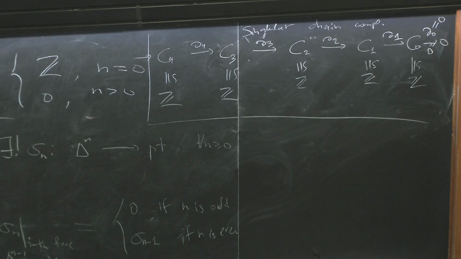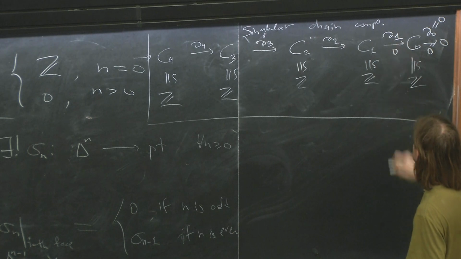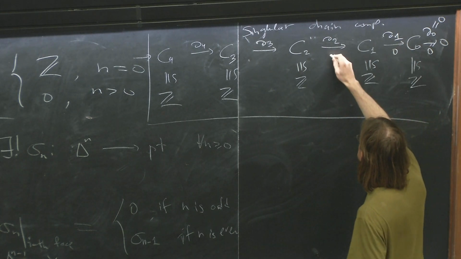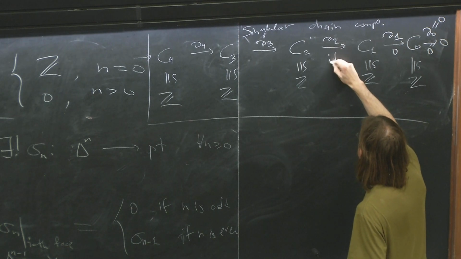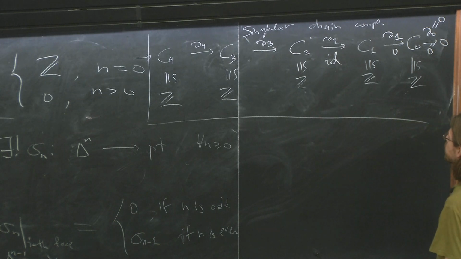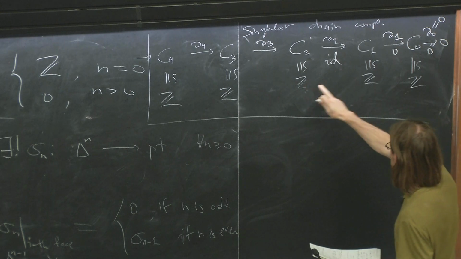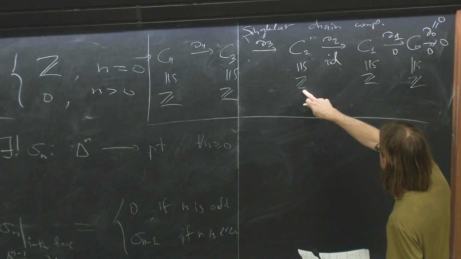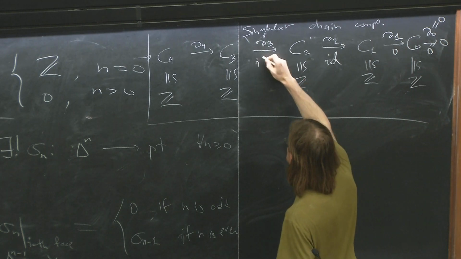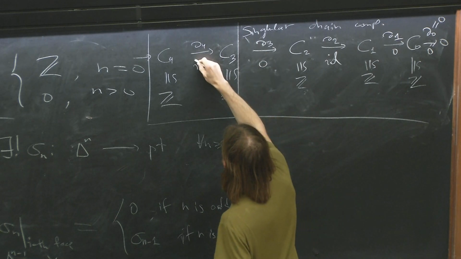And then D n, for odd n, is also a 0 map, right? Then for even n, this is an identity map. Well, it's identity if you identify the generator here with the generator here. Identity up to isomorphism.